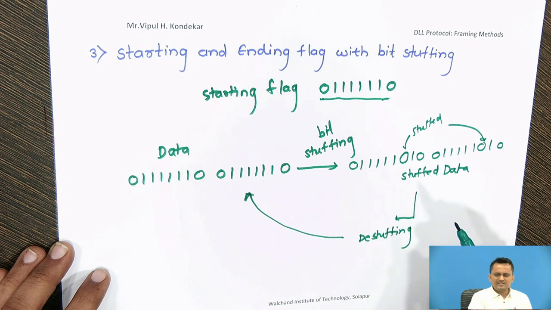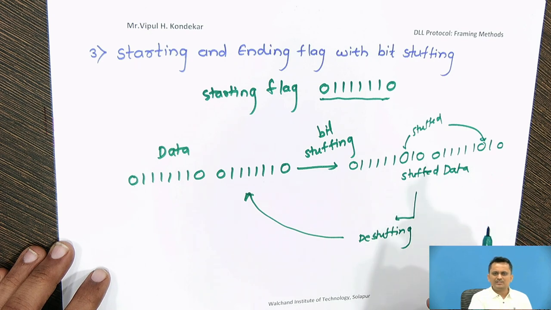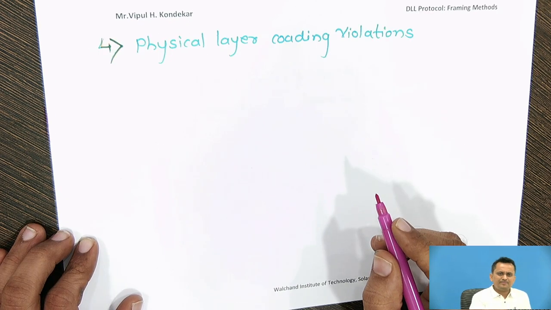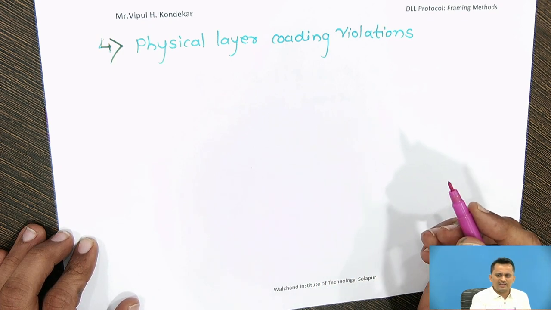So this is how the problem of appearance of the starting or ending flag in the data itself is solved. Otherwise, whatever your data is, whatever the size of the data, even if it varies, it can be used to form a frame by using this technique called starting and ending flag with bit stuffing. And now the last method for framing is physical layer coding violations.